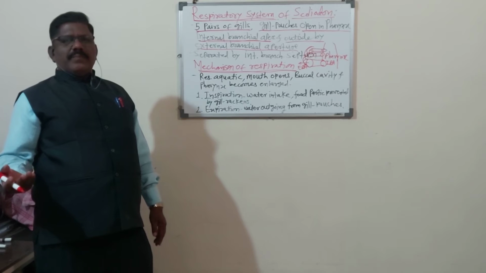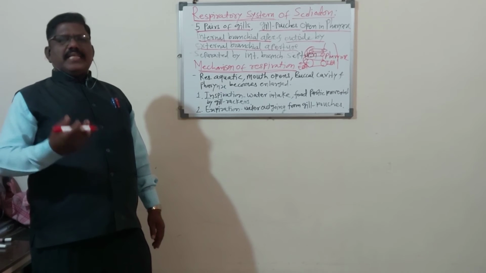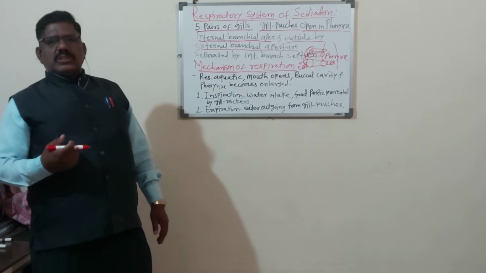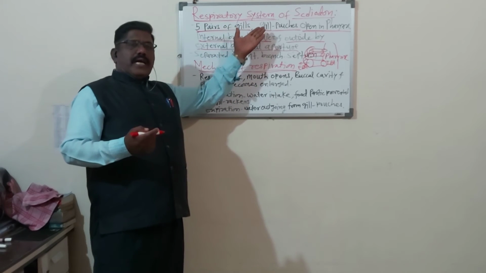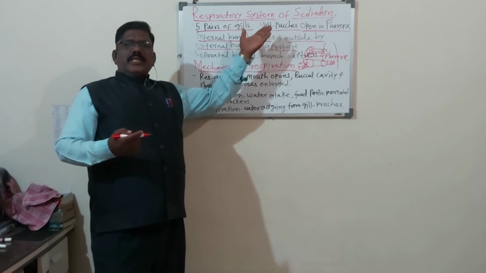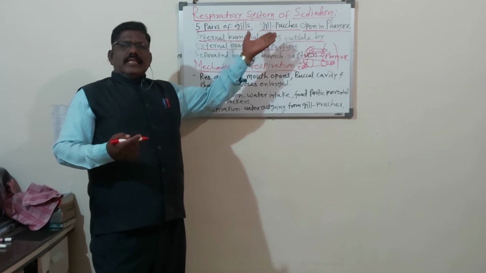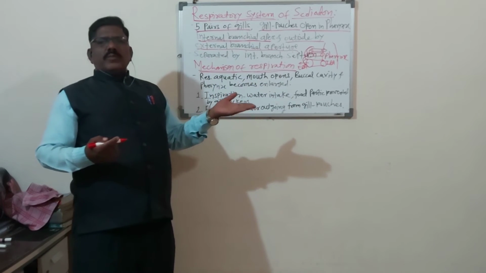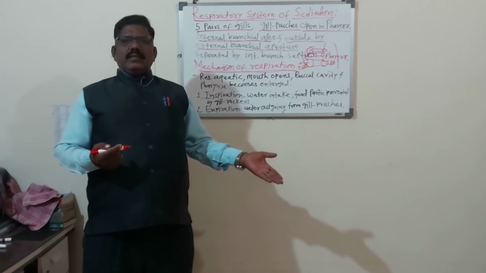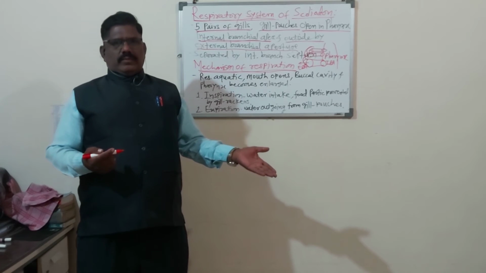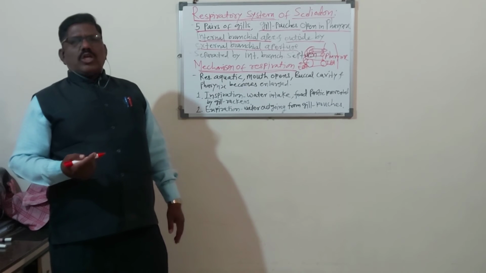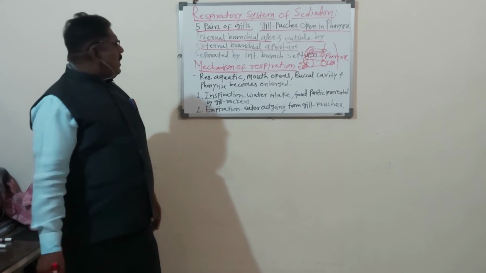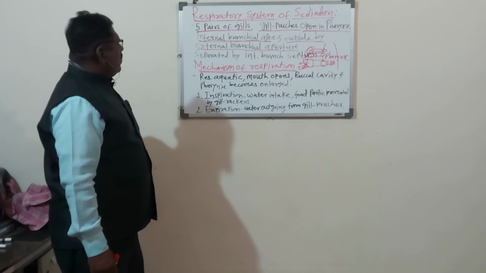So respiration may be aquatic or terrestrial. With the help of lungs, there is the need of oxygen. In the case of aquatic animals, they do respiration by taking oxygen from the water medium. That is called dissolved oxygen, the oxygen which is in the water. So, dissolved oxygen. Now, the mechanism of respiration.